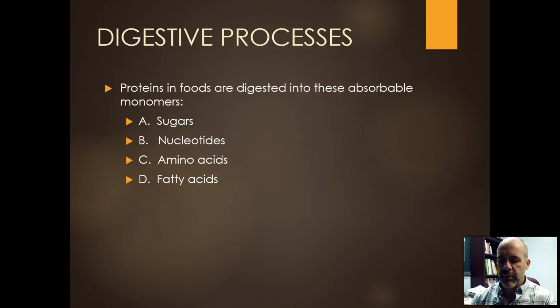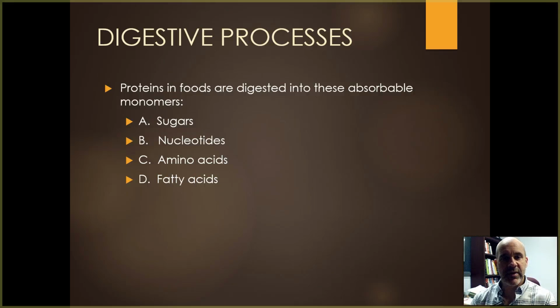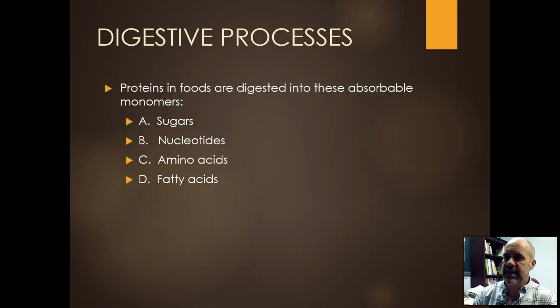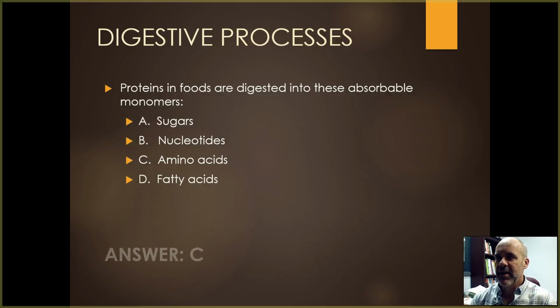All right, how about this one? Proteins in foods are digested into these absorbable monomers. Okay, so the building blocks or the monomers of these larger organic molecules, that's something you hopefully learned in Biology 201, but it comes back up here when we're talking about digestion and nutrition, so you got to go back and review that terminology. And you want to do that anyway because it's going to come up in every biology class that you have. All right, so hopefully you're thinking C, amino acids.